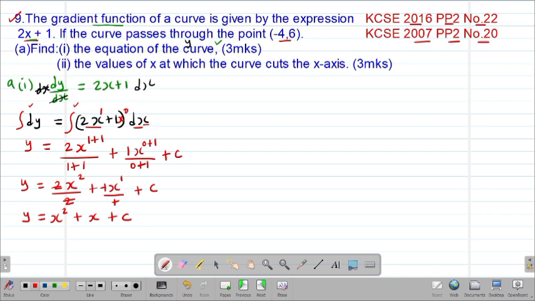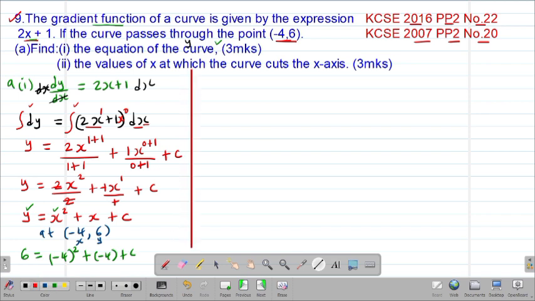Therefore, to get the equation of the curve at the point -4, 6, we're going to substitute in our equation. So we'll say at the point -4, 6, clearly the value of x will be -4, then the value of y will be 6. So on substituting, we are going to have y is 6. So we're going to have 6 being equal to, the x is -4, but it is x squared. So we're going to have -4 squared, then plus the x which is still -4, then plus the constant c of integration.